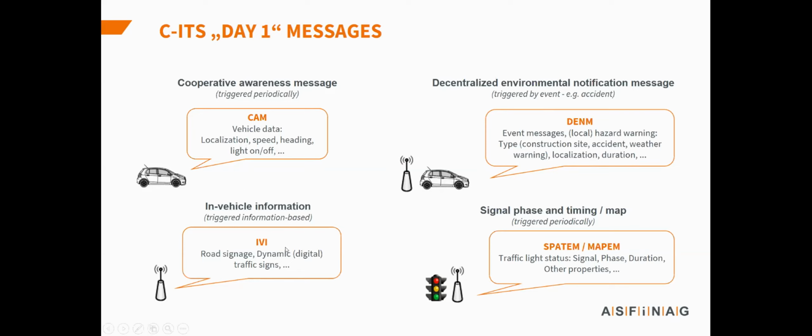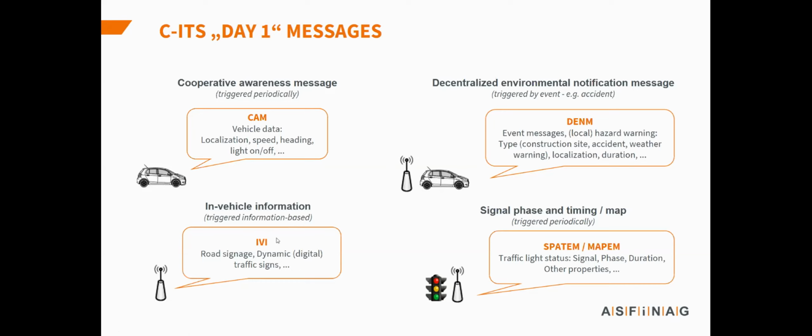And on the other hand, there is the in-vehicle information. So this is for all kinds of information messages that are not a hazard warning, but can be regulatory too. For example, a speed limit would be a classic in-vehicle information message. But basically everything else where you have a road sign, you can communicate via this in-vehicle information.